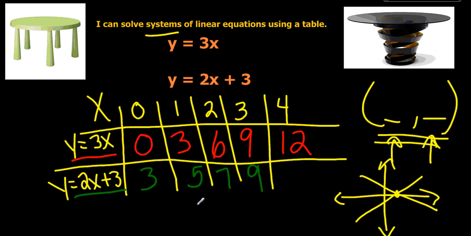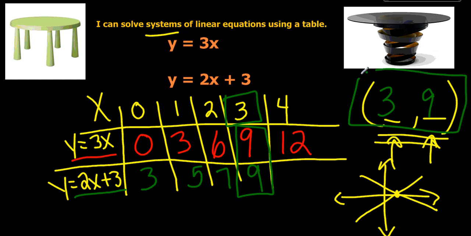Now I can stop right there, because here it says my x value is 3, and in both equations my y value is 9. So that tells me that the solution to my system is the ordered pair 3, 9. Pretty awesome. Now sometimes you have to create the table yourself, and it could go on for a long time, so that's the tricky part.